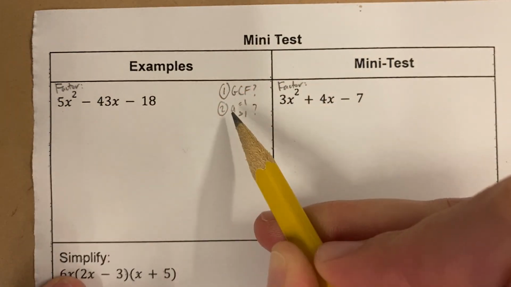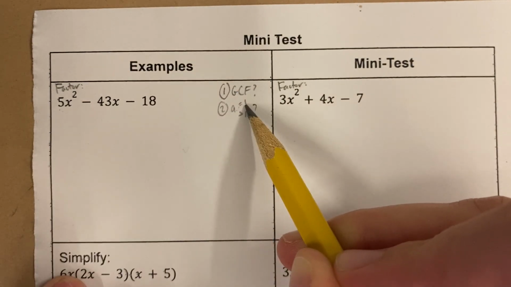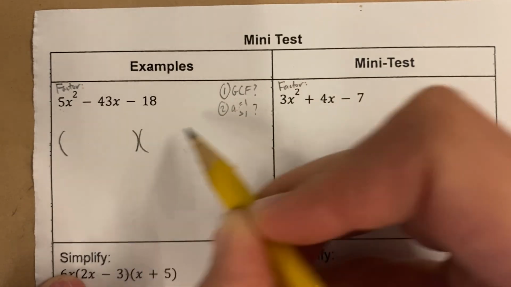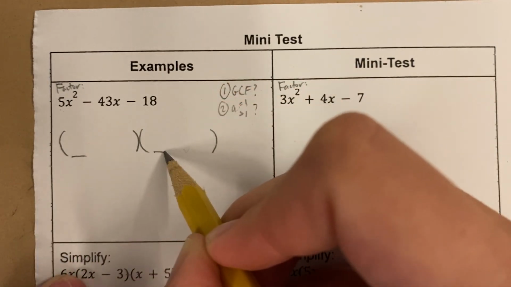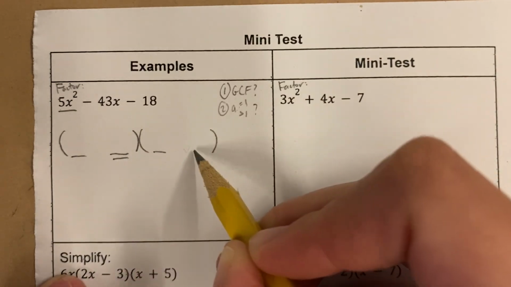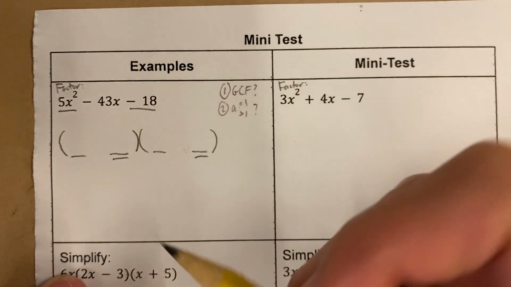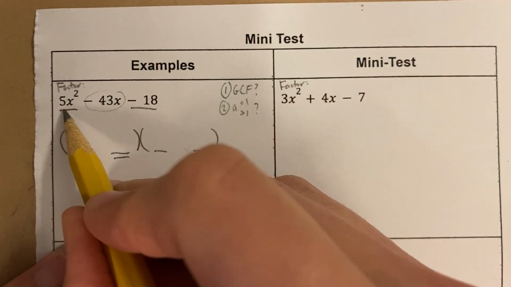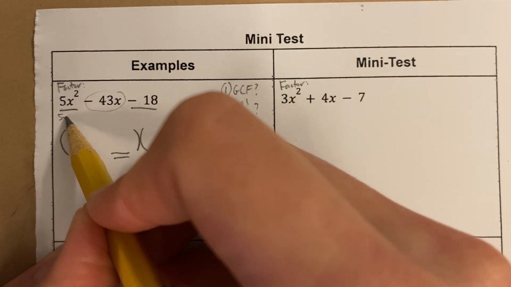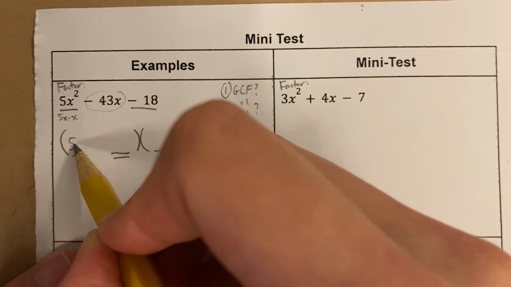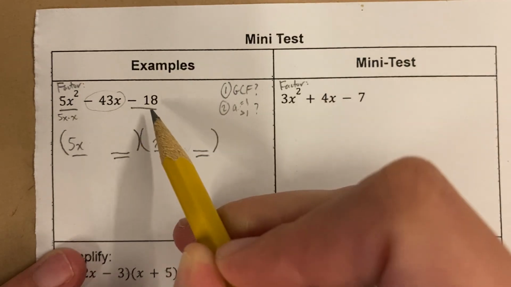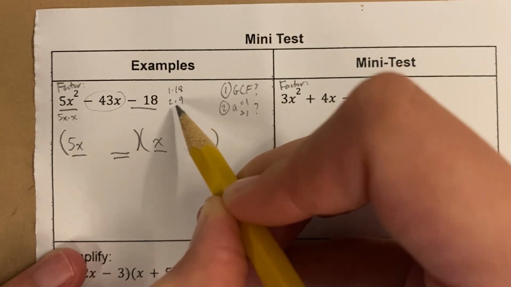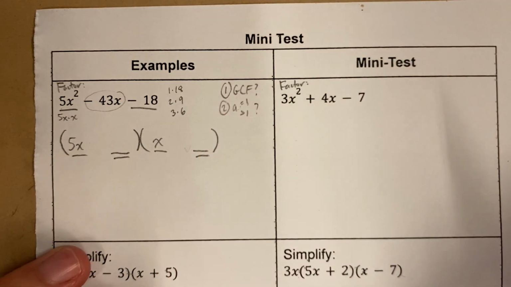Now I'm looking at this first number. Is A equal to 1? Nope, A is more than 1. So I need to use this strategy, where this times this equals this, and this times this equals this, and then I need to check and make sure that I get this. First, the two numbers that multiply to 5 are just 5 and 1. So this is going to be 5x times x. That's the only way to get 5x squared. And 18 has some possibilities. Could be 1 times 18, 2 times 9, or 3 times 6. This is going to be a little bit tricky.